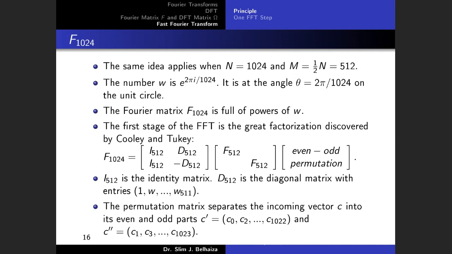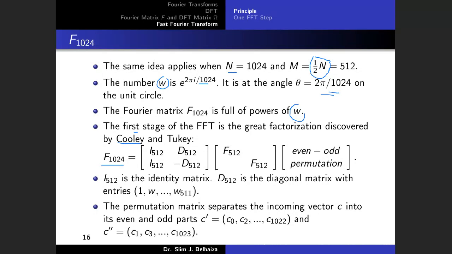Okay? So now the same idea can also apply to the much larger case when n is 1024, and n over 2 is 512. The number w, which is e to the power 2 pi i over n, here n is 1024. The angle you see is very small on the unit circle. And in fact, the Fourier matrix F1024 is full of powers of w in that case. So what has been shown by Cooley and Tukey is that the first stage of the FFT can be obtained with a great factorization.